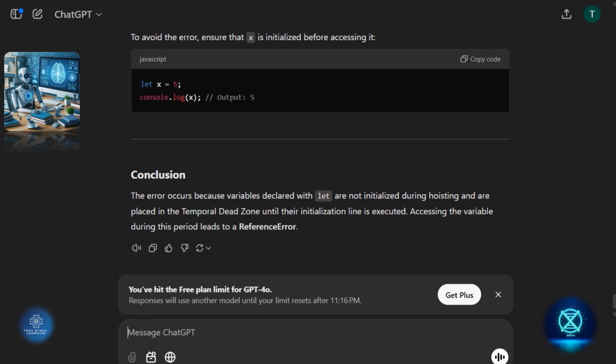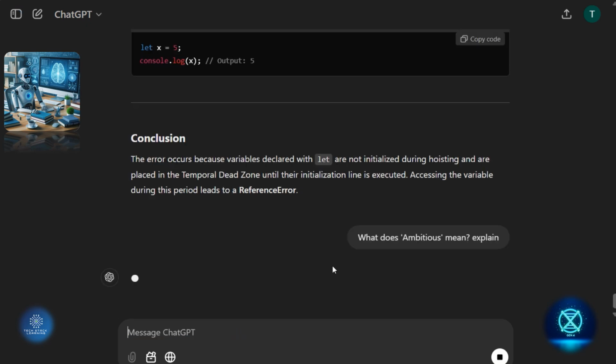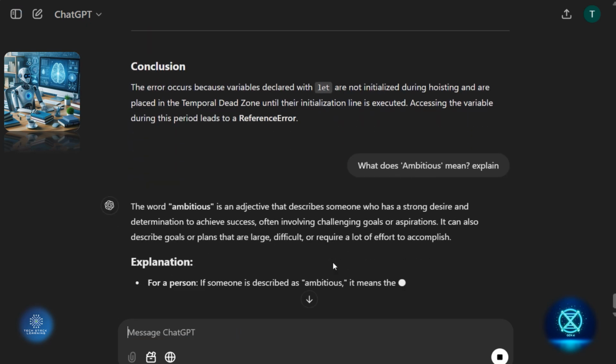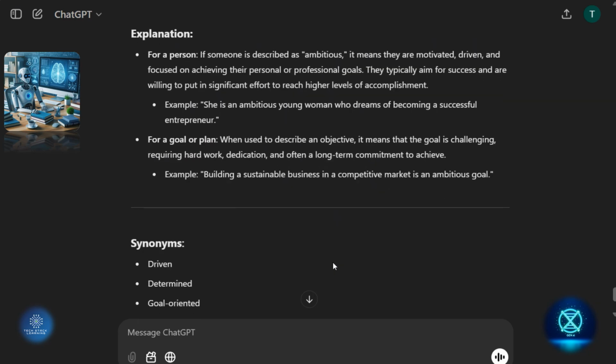Okay, this is one. And so, word definition. What does any word mean, right? So what does ambitious mean? Explain. So it gives you a detailed explanation of what it means, right?